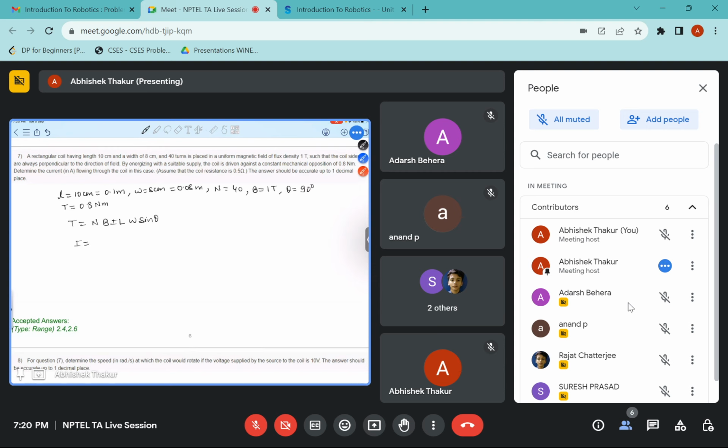So I is equal to 0.8 divided by N is 40, B is 1, L is 0.1, and width is 0.08. So if we substitute all these values and do the calculation, the answer for this question will be 2.5 ampere.